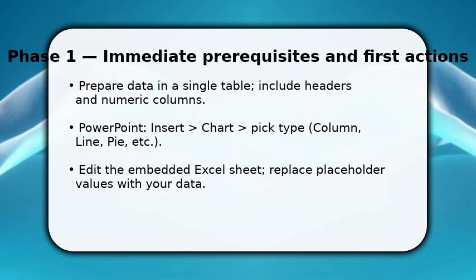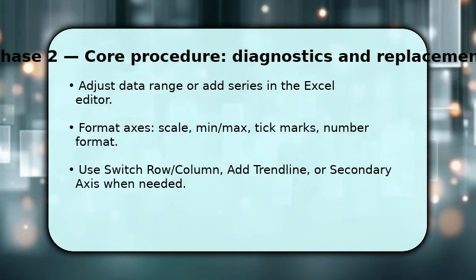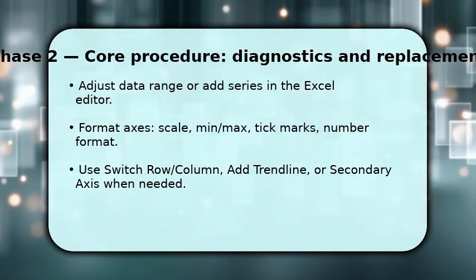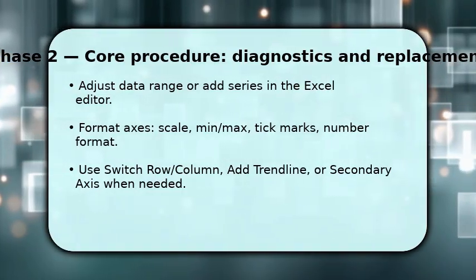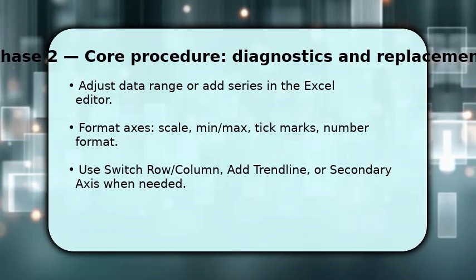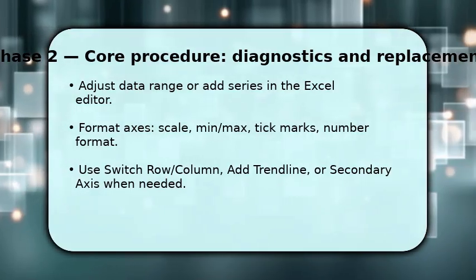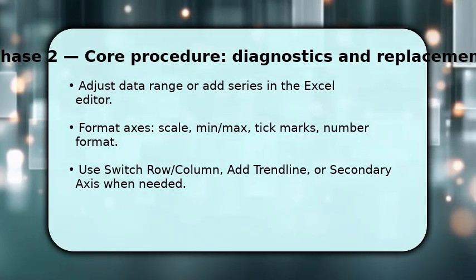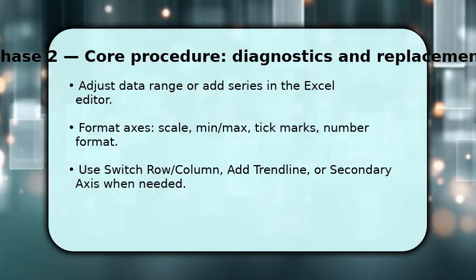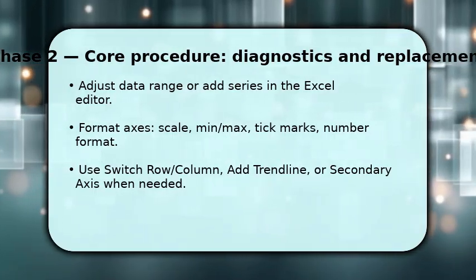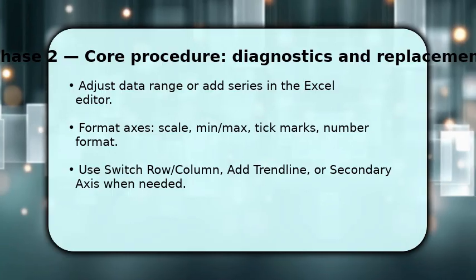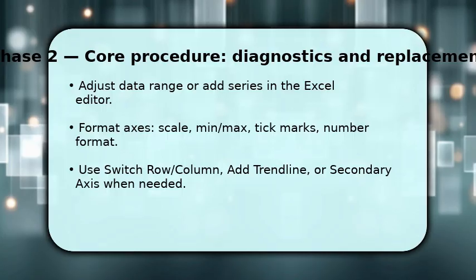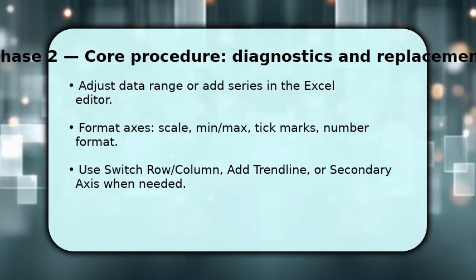Accurate data inside the chart, so once your numbers are in, refine how they map to the visual. Edit the embedded Excel range to add or remove series, and use switch row/column to correct orientation. Then format axes, set min/max, change tick intervals, and apply number formats so values read cleanly. If scales differ, add a secondary axis. If you need a model, add a trend line. Make sure color choices and data labels highlight the key point rather than obscure it.